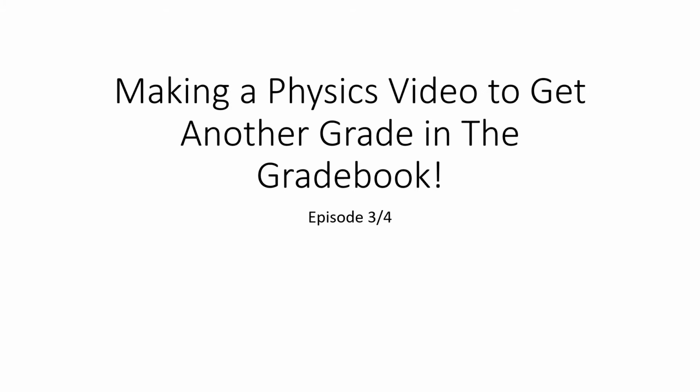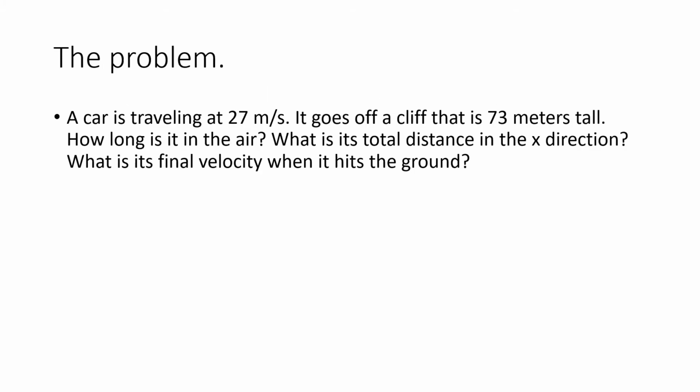Today we will be doing a very common problem in the world of physics, specifically examining a car driving off a cliff. The problem: a car is traveling at 27 meters per second. It goes off a cliff that is 73 meters tall. How long is it in the air? What is the total distance in the x direction, or how far does it go? And what is its final velocity when it hits the ground?